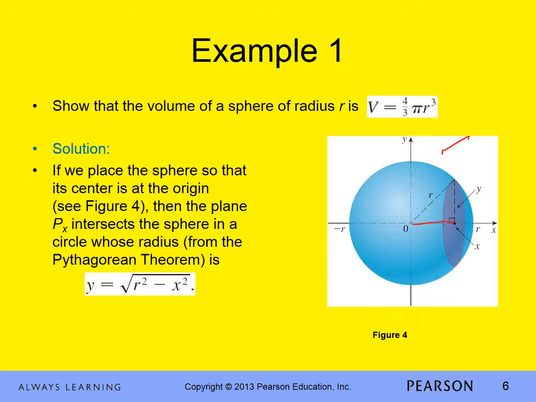The square of that length plus the square of that length equals the square of that length. x squared plus y squared equals r squared. We could solve for y squared, and that would be r squared minus x squared, and then we could get y by taking the square root of that. And so that is an expression for y, and that will be what we need in an integral to find the volume of the sphere.